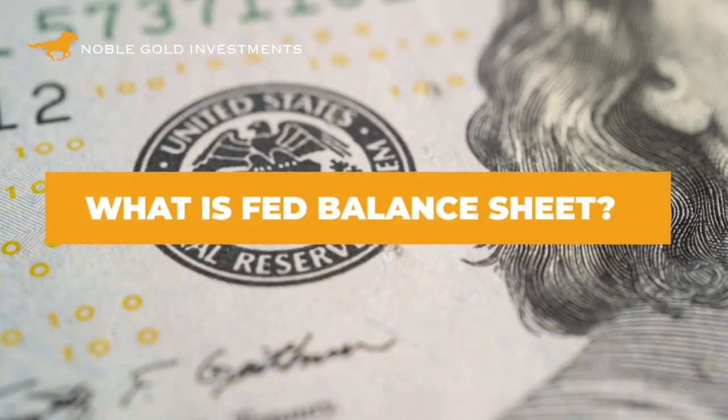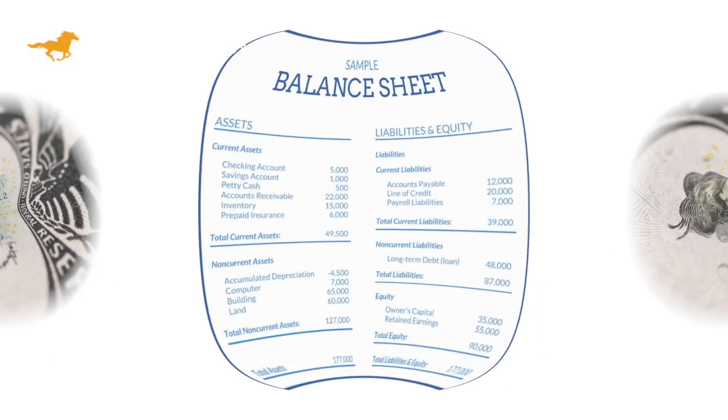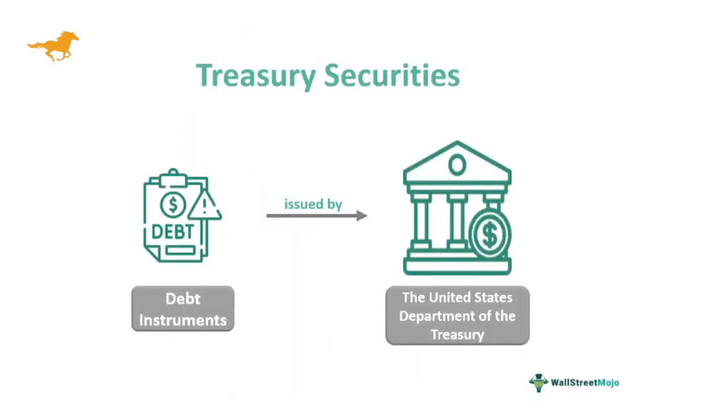What is the Fed balance sheet? Any debt you own, student loans, credit cards, a mortgage, is a liability. The things you own, stocks, bonds, or a house, for example, are considered assets. If you record it on paper, that is a balance sheet. The same goes for the Fed.